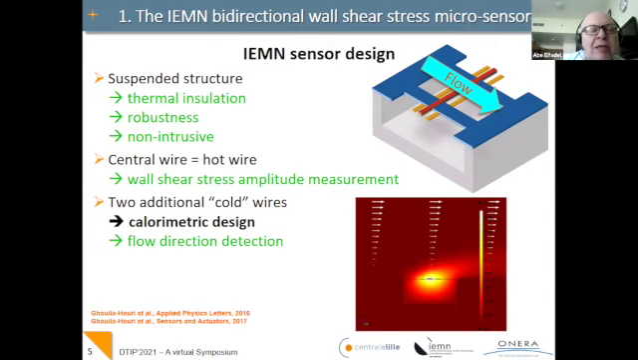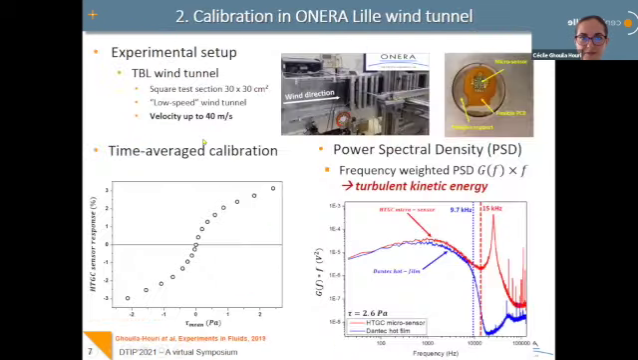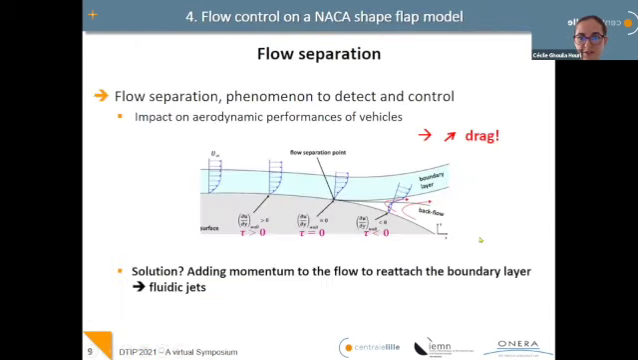Was that in the attachment and the flow attachment to the wing? Is that where this flow direction could be useful? Or yeah, because the separation is very characterized by this backflow here, and the shear stress becomes negative when the flow separates. Okay. So by measuring the sign of the shear stress, we can see directly if the flow is separated or not. Okay, very interesting. Thank you very, very much.